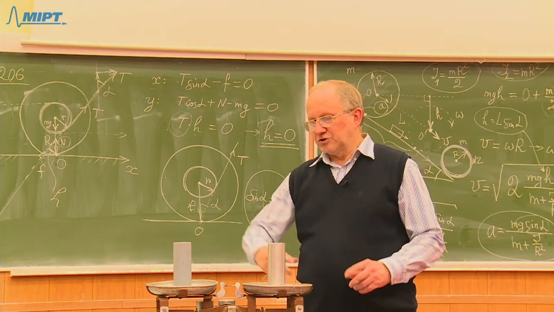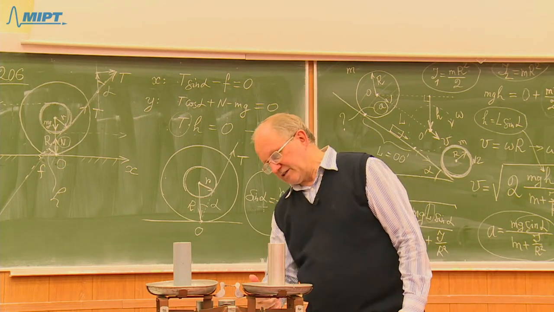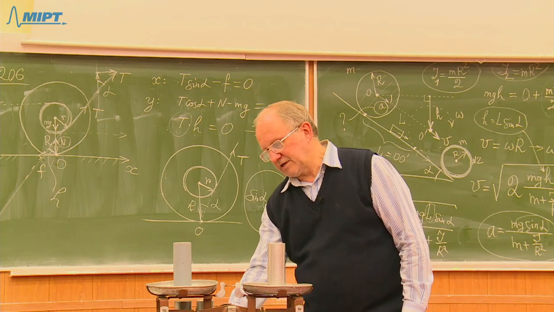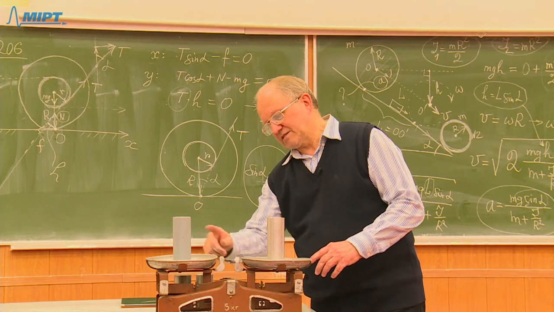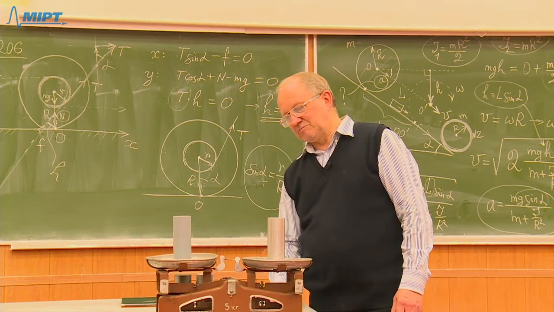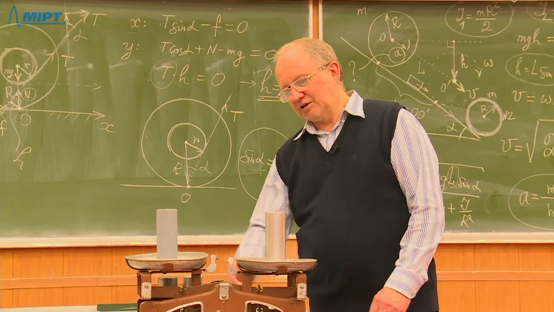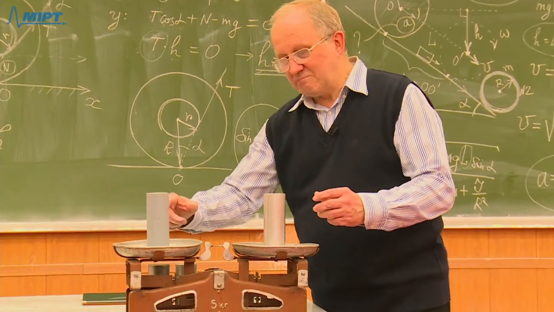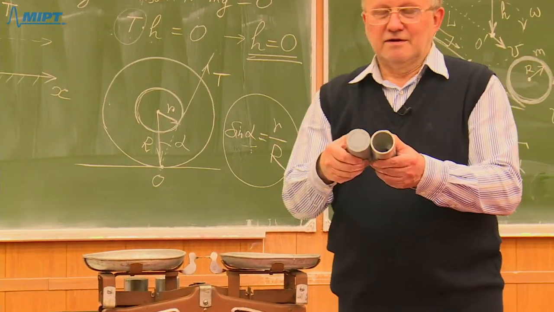So the two cylinders have equal mass. It can easily be seen because they are on balances, and the balances show you that the masses are equal. These two bodies have equal weights. They balance each other. So they have the same mass, and they have the same radius.